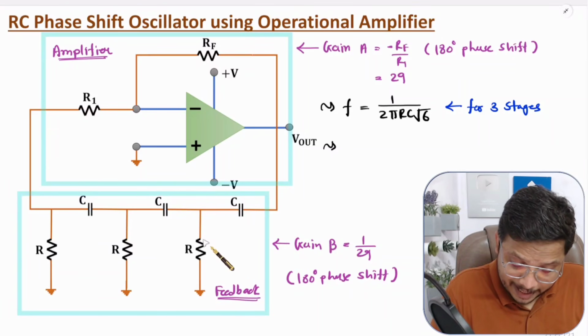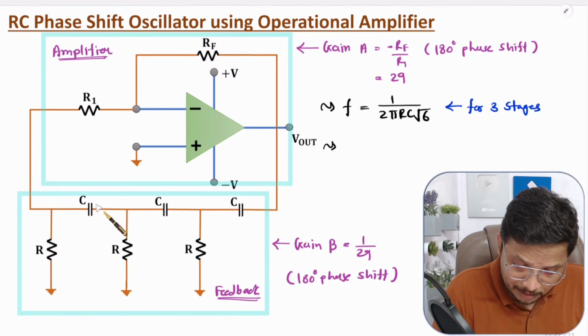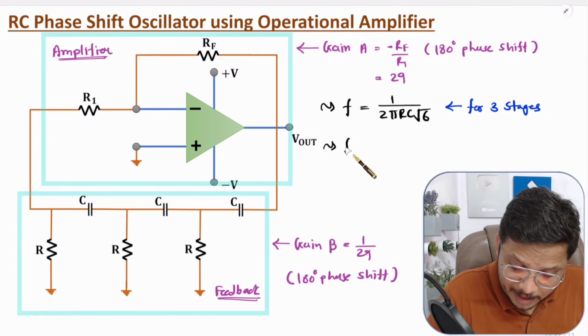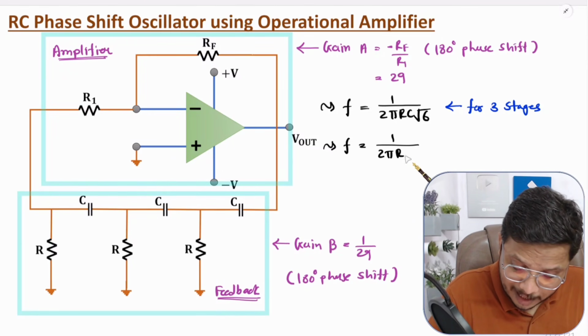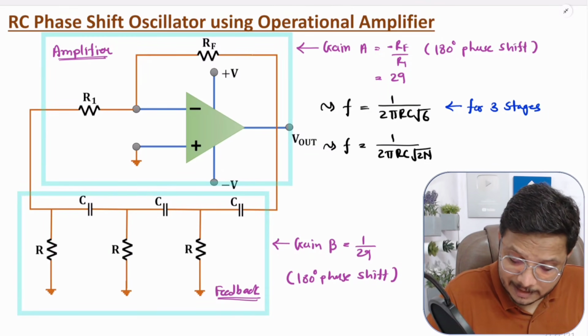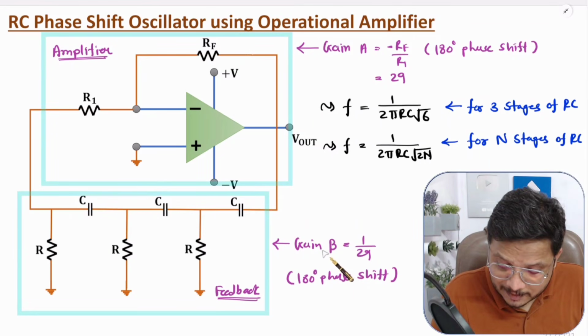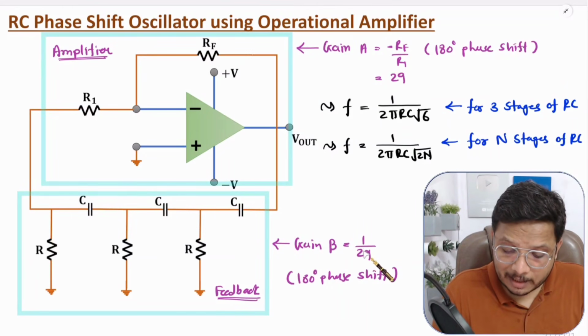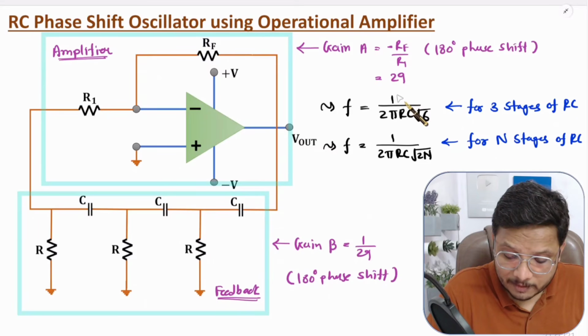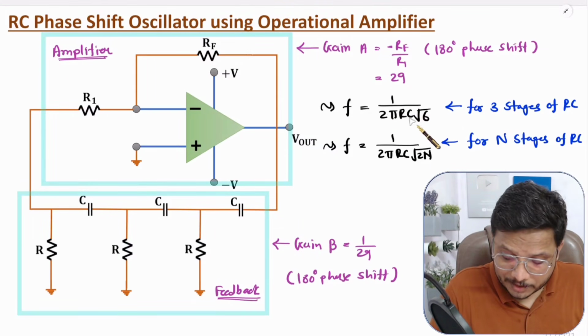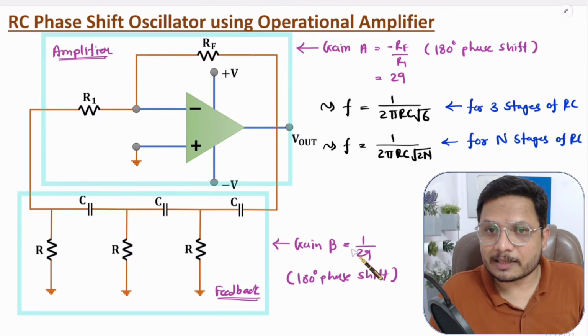If you have n number of stages of RC combination, in that case your formula will be F equals 1 divided by 2 pi RC into square root of 2n, where n is the number of stages of RC. Now I'll explain how this gain equals 1 by 29, and how this frequency F equals 1 divided by 2 pi RC into square root of 6. So these equations I'm going to derive now step by step.